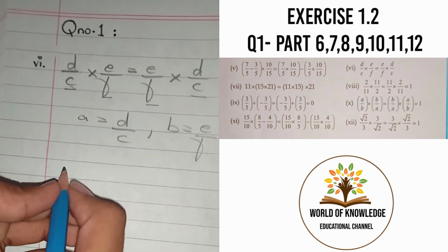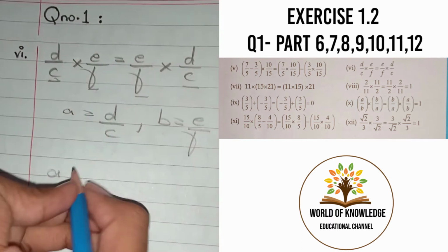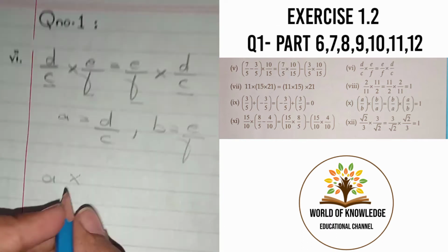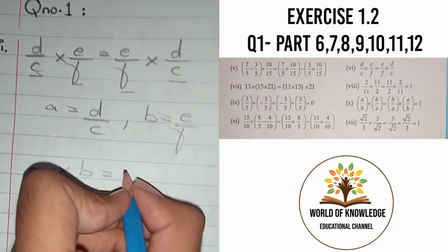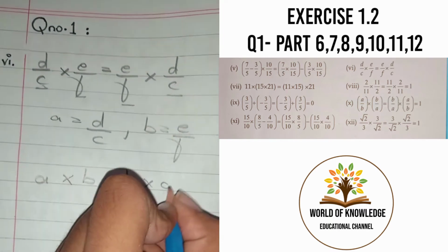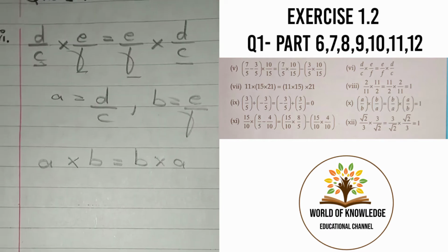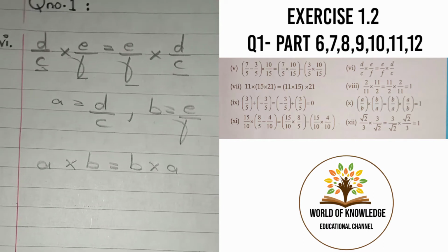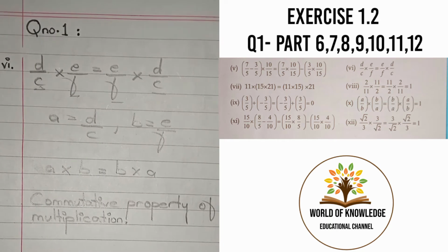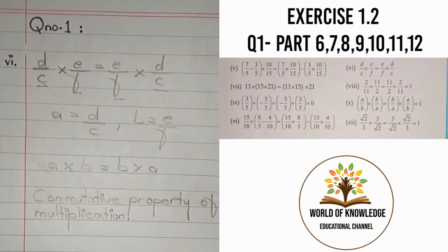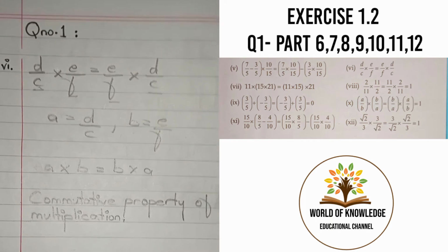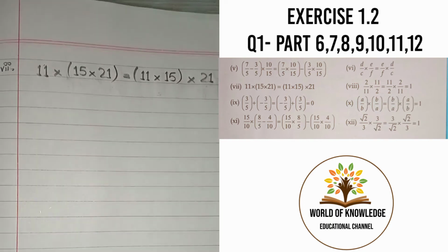Then we write a in place of d upon c, multiplied by b in place of a upon f, equals b multiplied by a. So this property will be known as commutative property of multiplication. Why multiplication? Because there is a sign of multiplication. This property is known as commutative property.